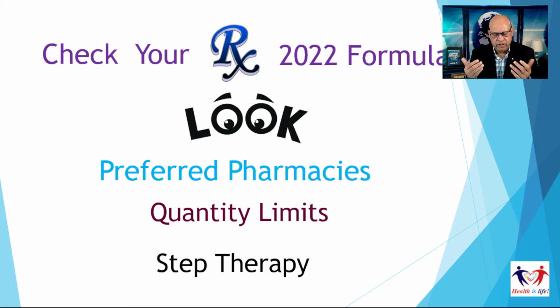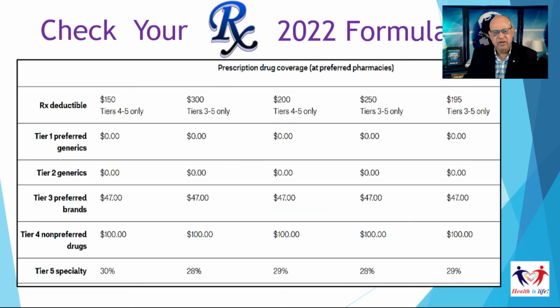And the next one is step therapy. That is, if there's an expensive drug ordered by your doctor, the prescription plan may require you to take the generic equivalent first, try it, and if it doesn't work, then they would approve the more expensive preferred drug. Coverage varies from insurance company to insurance company, and within the insurance company, depending upon the premium, these numbers change.